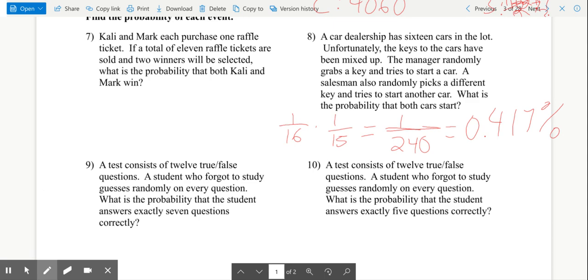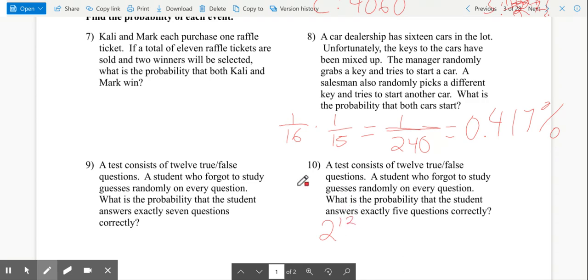So the total number of possible outcomes of what this student could do is going to be 2 to the power of 12. So that's 2 possible outcomes for 12 questions.